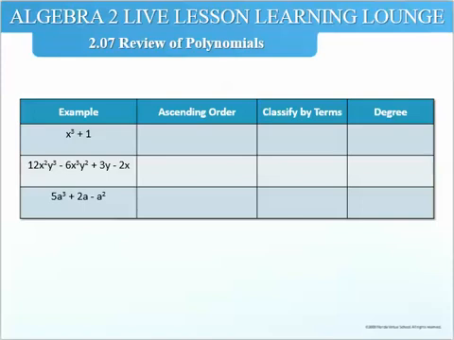Let's round out this module with a brief review on polynomials. When we work with polynomials, it's very much like working with complex numbers, with the exception that we don't have to worry about powers of i. Let's review all of 2.07, where you learned about ascending order, classifying by term, and degree. And we're actually going to change this to descending, because when we write polynomials, we really want them to be in descending order.